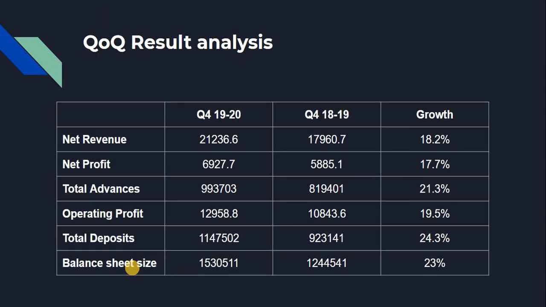And let us discuss the quarter on quarter results. So Q4 FY19-20 compared with Q4 of the previous financial year. The net revenue has increased by 18.2 percentage. It's a positive sign. The net profit also increased by 17.7 percentage. The total advances increased by 21.3 percentage. And there is a good jump in their operating profit, that is 19.5 percentage.